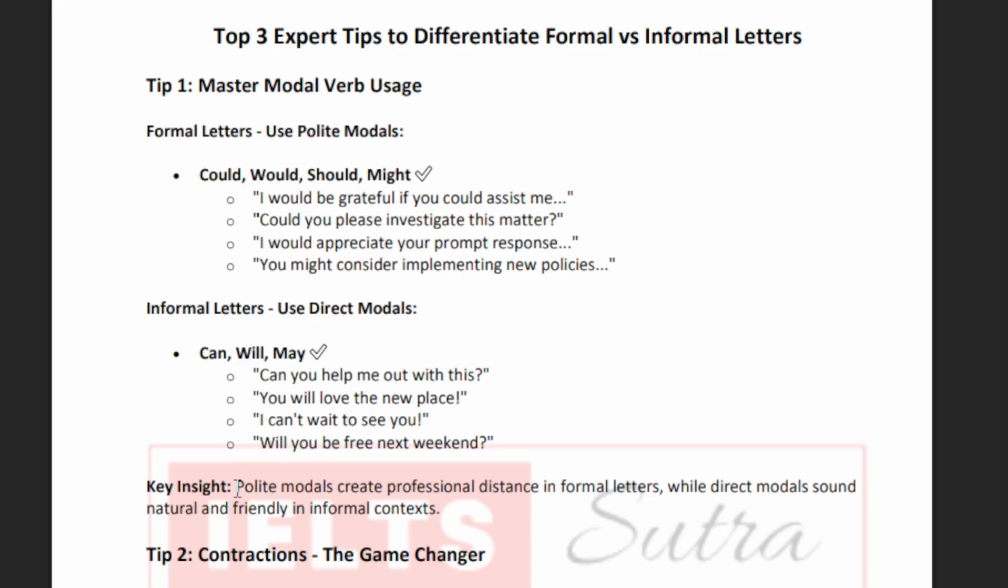The key insight regarding this aspect is that polite modals create professional distance in formal letters, while direct modals sound natural and friendly. So when you are writing a formal letter, you have to keep the distance. You cannot be very friendly with the person whom you are writing the letter to. Whereas if you're writing an informal letter to your friend, then obviously you can be more friendly, you can be more direct. So this is the first major difference between the usage of language in formal and informal letters.